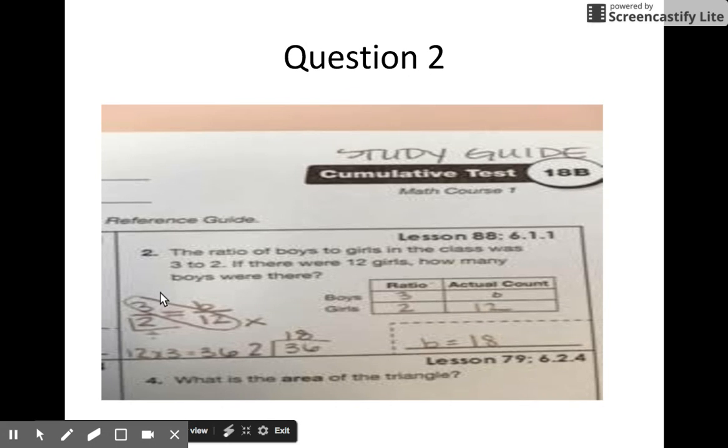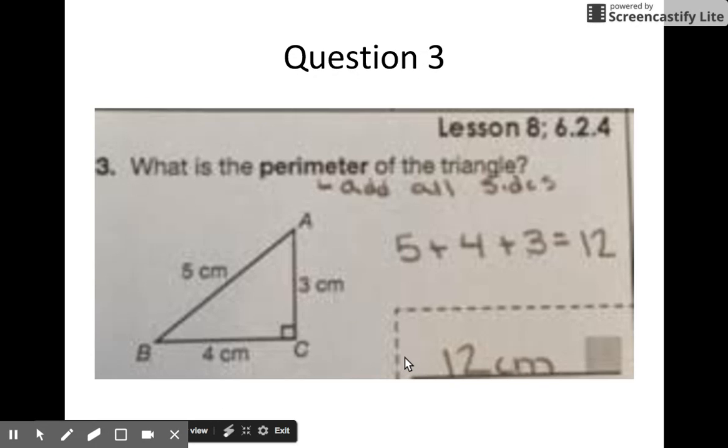Then we go over and set up a proportion. We take 3/2 equals b over 12. We then multiply 3 times 12 and then divide that answer by 2. 12 times 3 equals 36, and 36 divided by 2 is 18. Therefore, there are 18 actual boys.